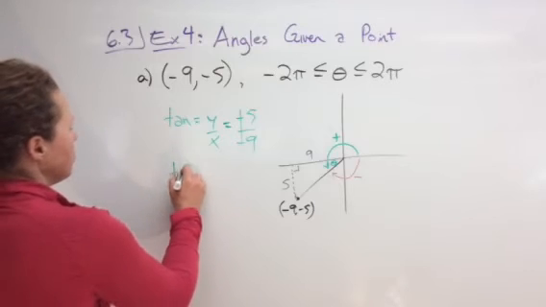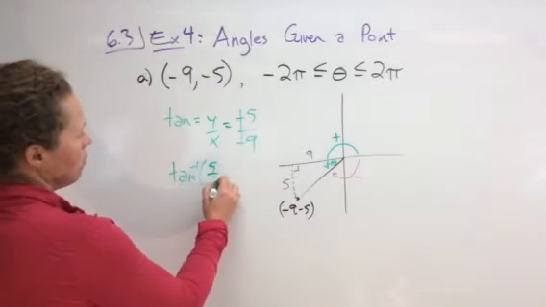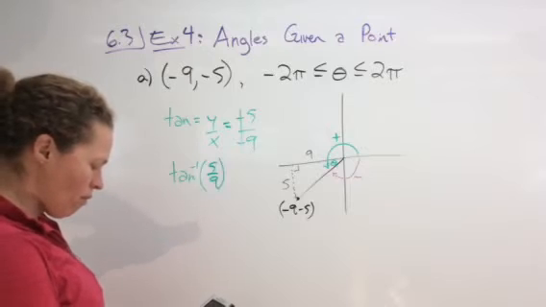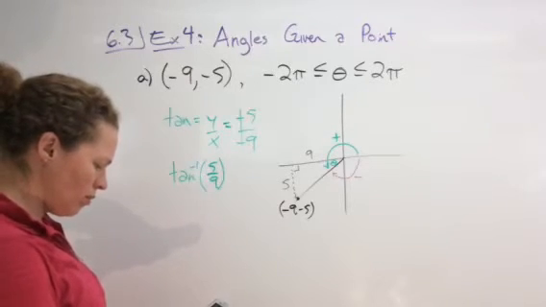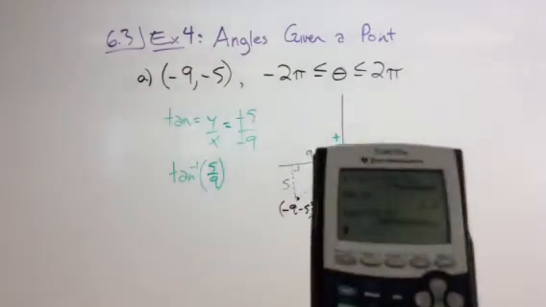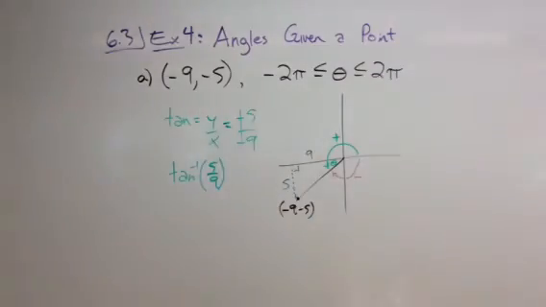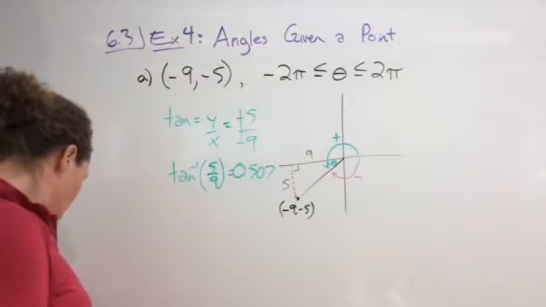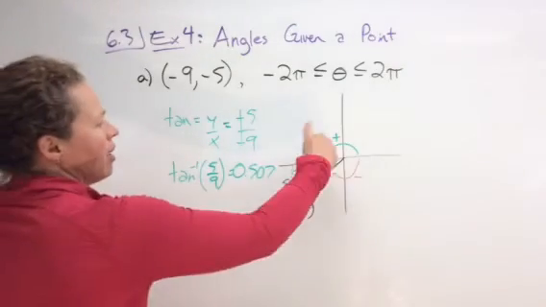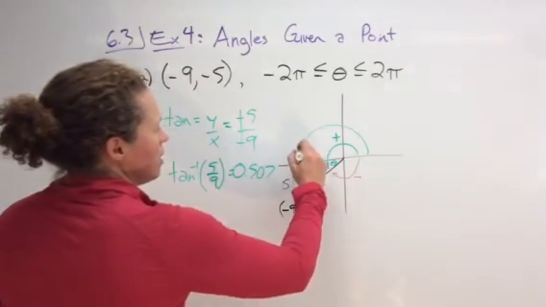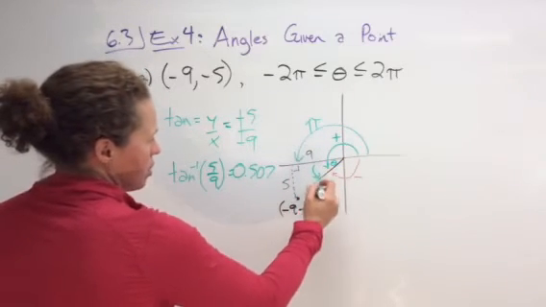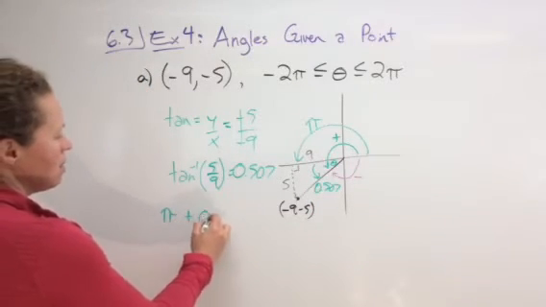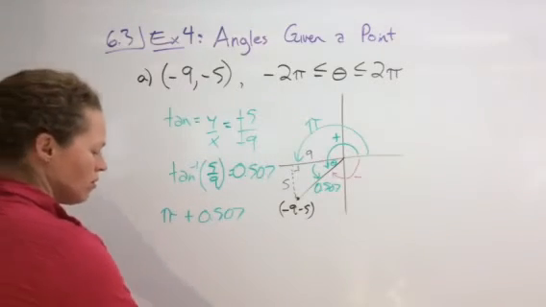So we can go second function tan of 5 over 9, remembering that your calculator should be in radians. And you're going to go something like this and get 0.507, which should be enough, especially since it's got a 0 after that. So basically what we've got here is pi. So we have pi to here, and then this little portion here is the 0.507. So to get the actual angle, we're going to go pi plus 0.507, which is 3.141, blah, blah, blah, blah.